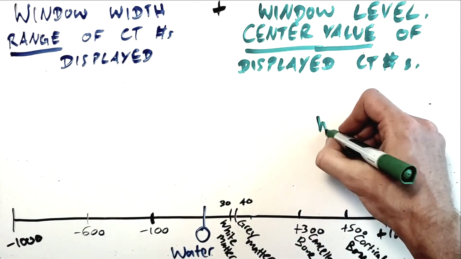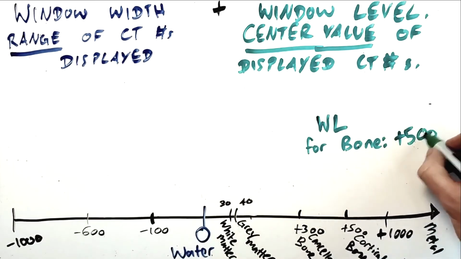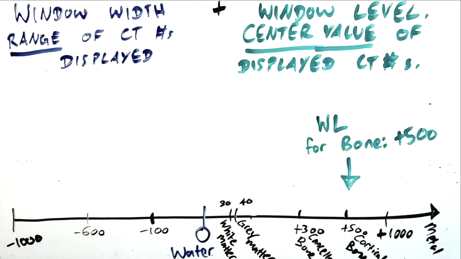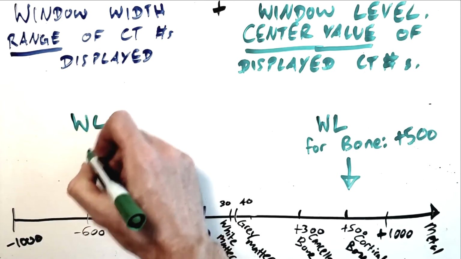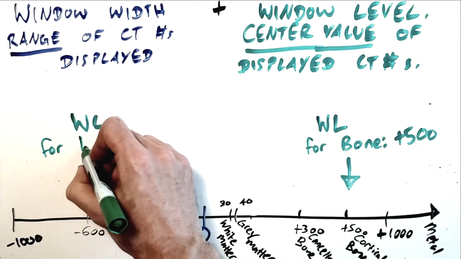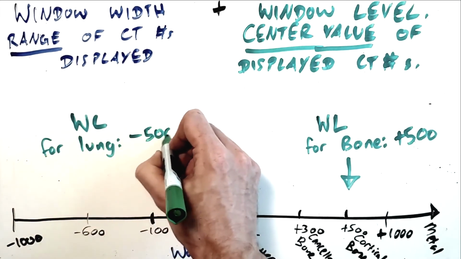If we're assessing high density structures like bone, we want a high window level of around plus 500 because we know bone has a high CT number value. If we're assessing low density structures like lung tissue, we want a low window level of around minus 500 because we know that lung tissue has a low CT number value.